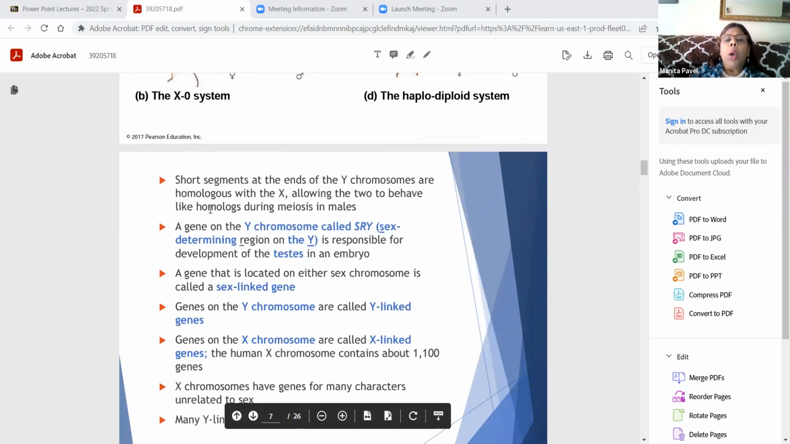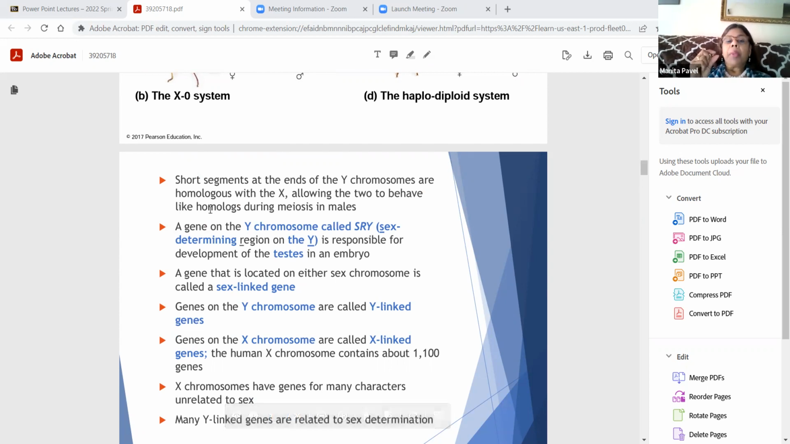So what we notice is during meiosis in males, the male chromosome, which is the Y chromosome, is always shorter and will carry fewer genes. And the short segments at the ends of the Y chromosome are homologous with the X, allowing the two to behave like homologs during meiosis in males.